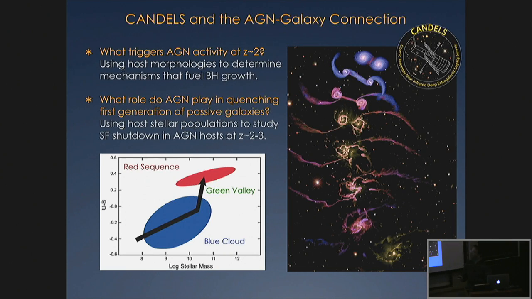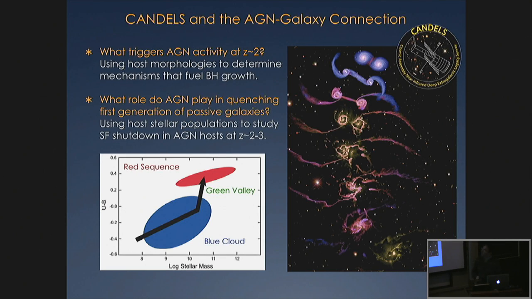And the second question is, what role do AGN play in quenching the first generation of passive galaxies that appear at redshifts of 2? It's really at this redshift that massive passive galaxies start to appear on the red sequence in large numbers. So if we think AGN feedback plays some role in this, do we find any evidence that AGN are in galaxies that are transitioning onto the red sequence at these epochs?